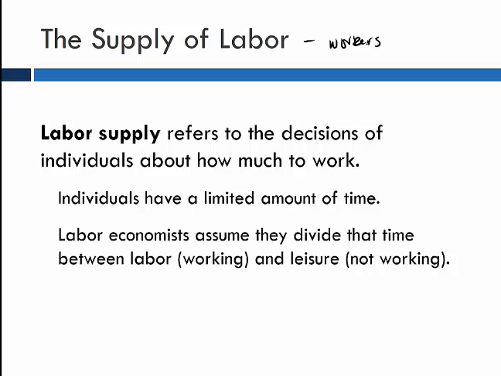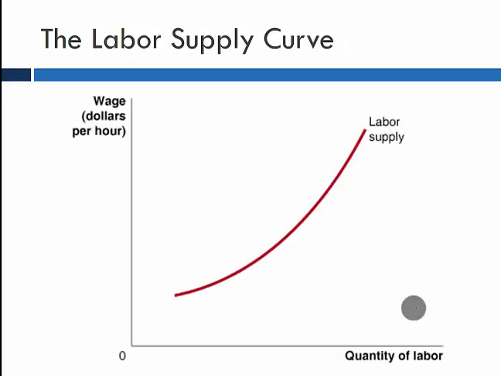So they have a limited amount of time, and basically you have this kind of labor versus leisure trade-off. The more you work, the less leisure time you have. The more leisure time you have, the less hours you're supplying for work. So people have to decide how many they're going to supply.